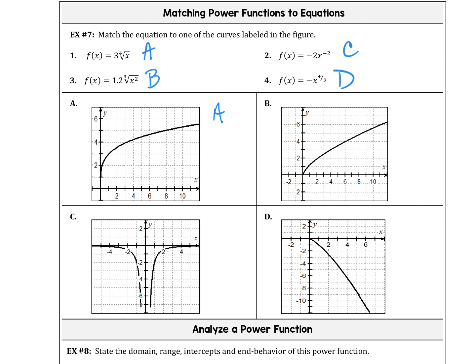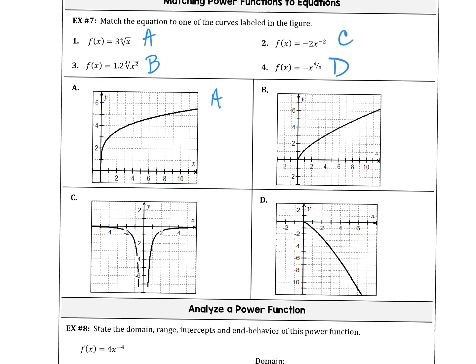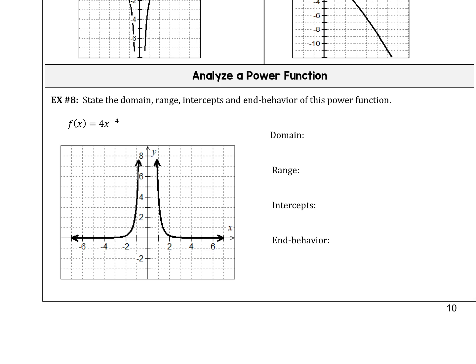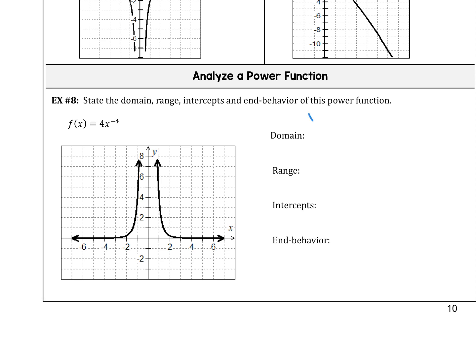All right. Analyzing a power function. It says state the domain, the range, and the intercepts and the end behavior of this function. So you've got the picture. You have the graph. What is the domain of this graph? Where's the hole? Let's put it that way. Where is this not defined? X cannot be what? X cannot be 0, right? So how do we write the domain if X cannot be 0? It goes from where to where?